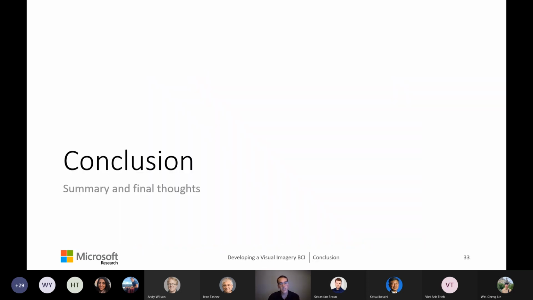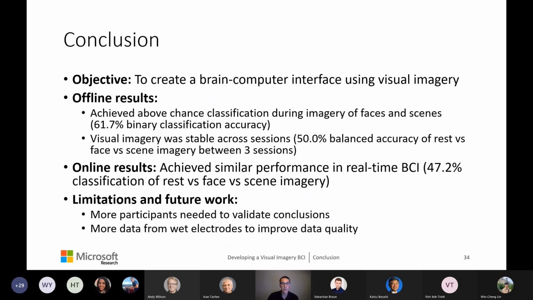Moving on to a conclusion and a summary of everything that we've seen. The objective of this experiment was to create a brain-computer interface using a visual imagery control paradigm. For the offline results that we saw, we were able to achieve above chance classification accuracy when using imagery of faces and scenes, around 62% classification accuracy between these two.